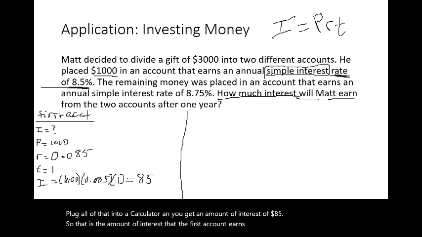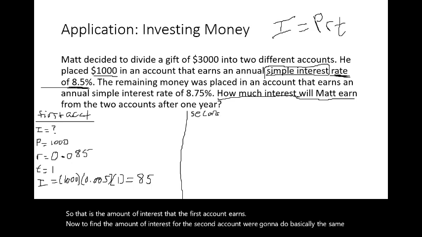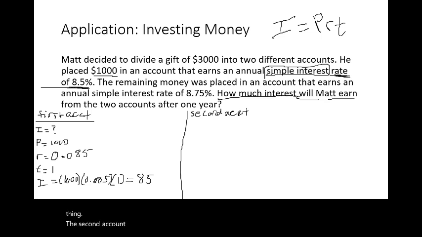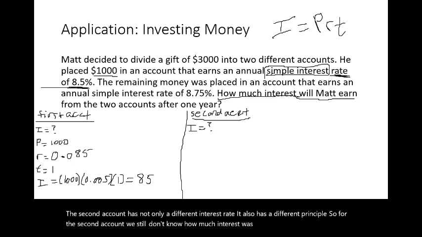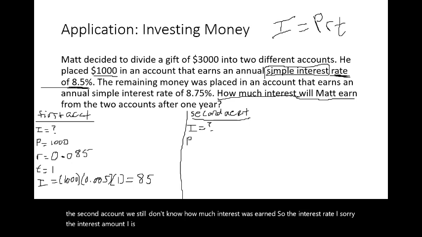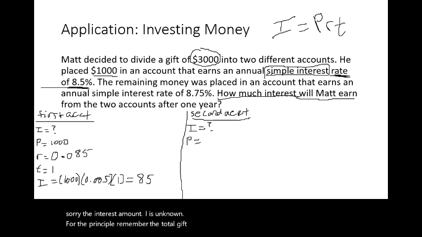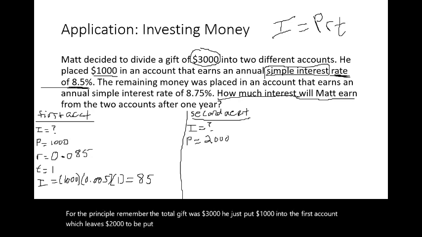Now to find the amount of interest for the second account, we're going to do basically the same thing. The second account has not only a different interest rate, it also has a different principal. For the second account, we still don't know how much interest was earned, so the interest amount I is unknown. For the principal, remember, the total gift was $3,000. He just put $1,000 into the first account, which leaves $2,000 to be put into the second account. So that's what the remaining money means.